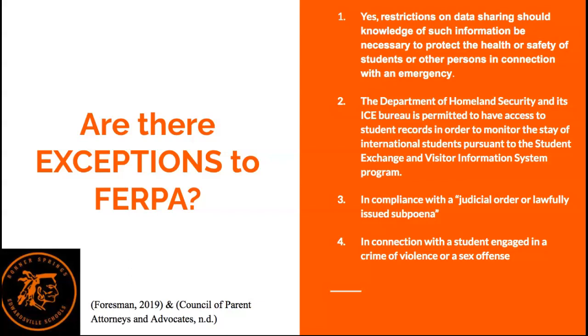Number 2 is for the homeland security. This mainly takes place at universities where they need to keep track of the dates of a student visa system. 3, the school district will be in compliance with any judicial order or lawfully issued subpoena. And 4, we will be compliant when there is a student that may be engaged in a crime of violence or a sex offense that we need to give information about or they need to give us information about.